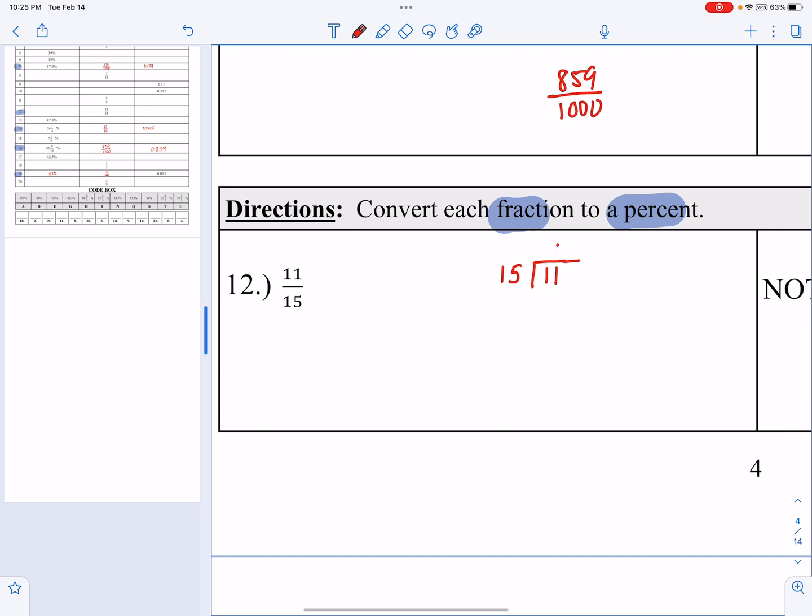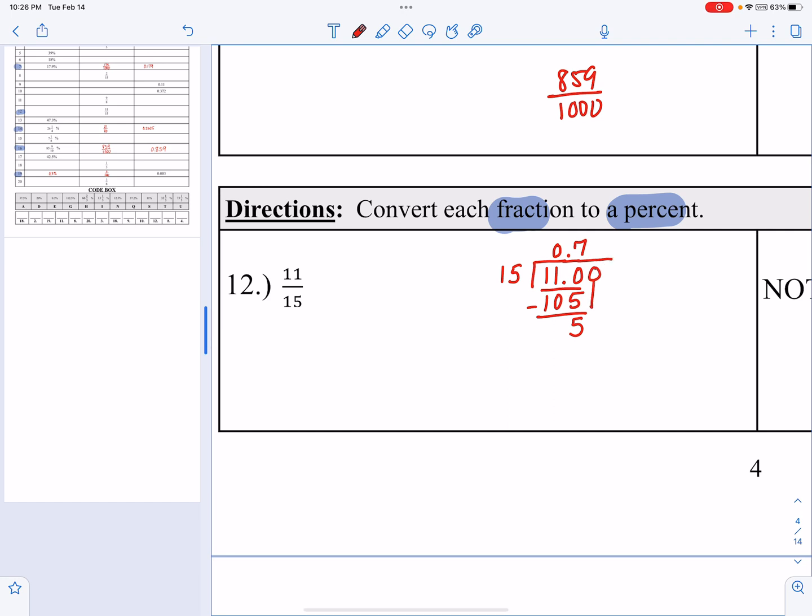15 times nothing goes into 11. And so we're going to have to put our decimal and tack on another 0 and focus on this 110. Okay, so start thinking: 15 times 2 is 30. So 15 times 4 is 60. 15 times 6 is 90. So let's think about 90 plus another 15 is 105. So that would be times 7 gives us 105. Okay. If I subtract, I end up with 5.